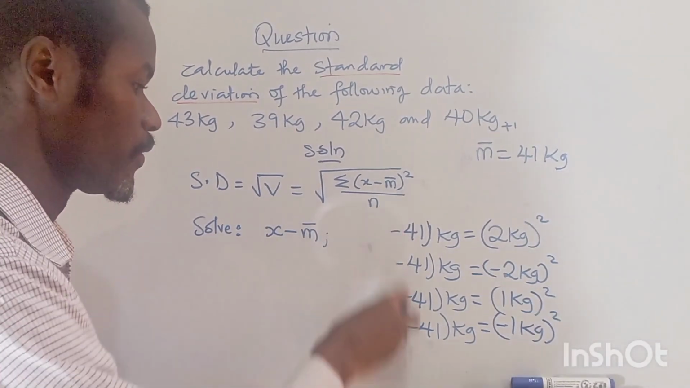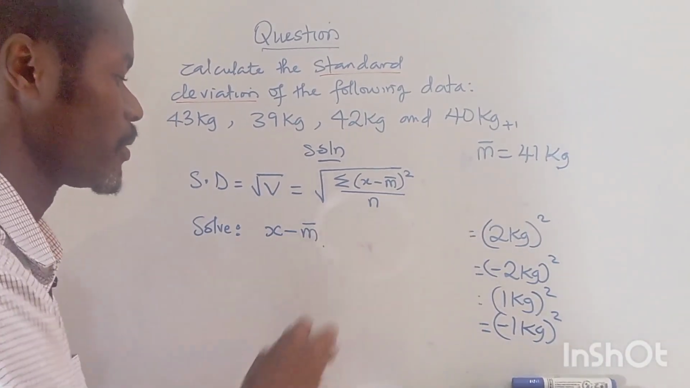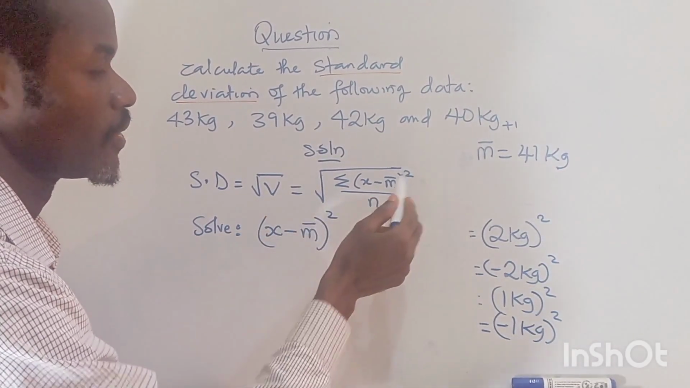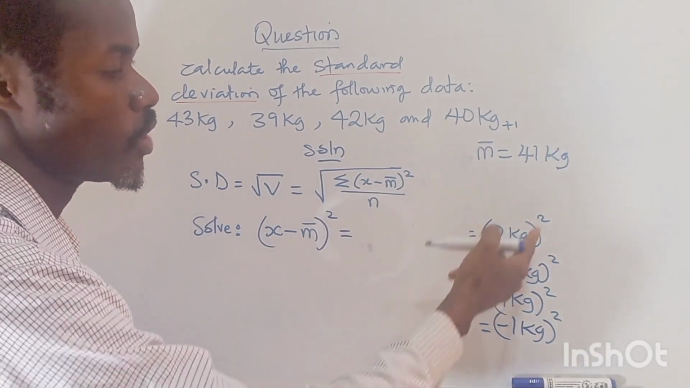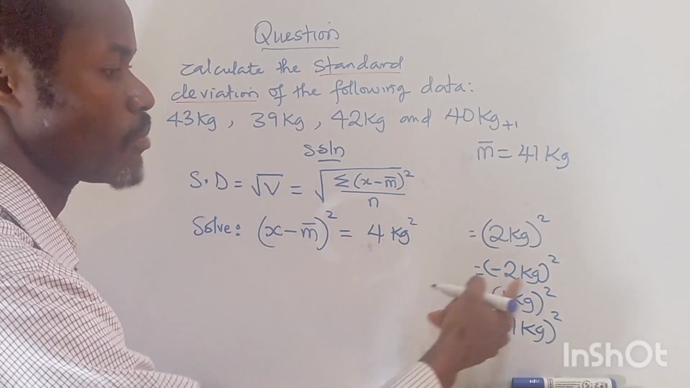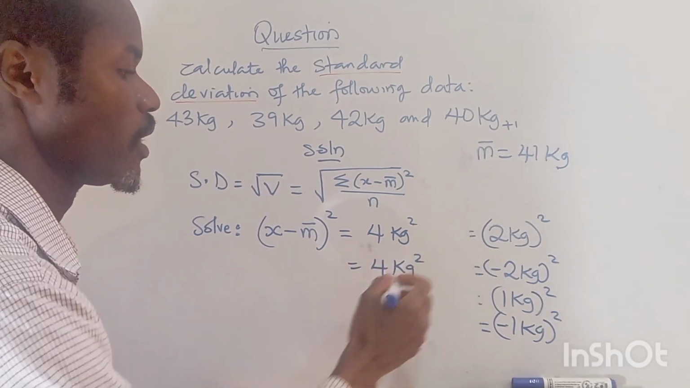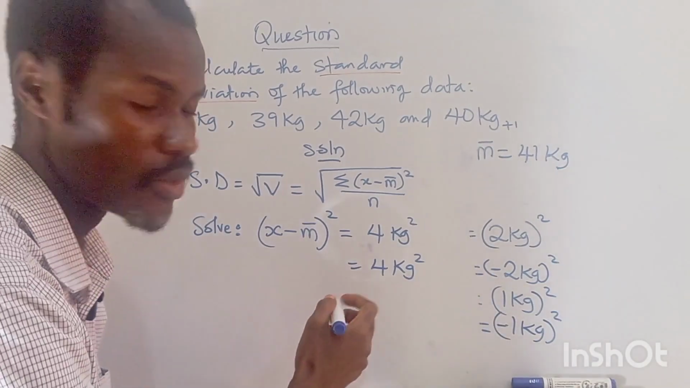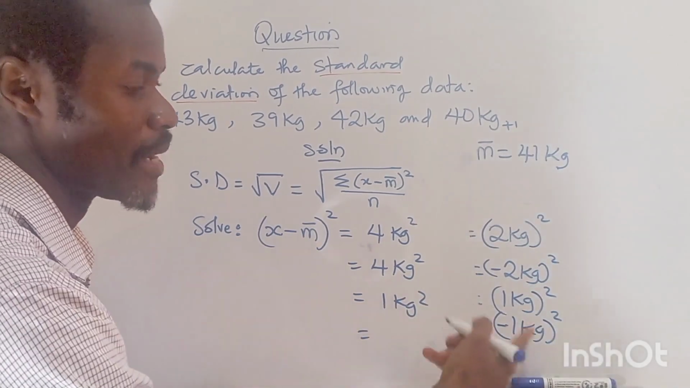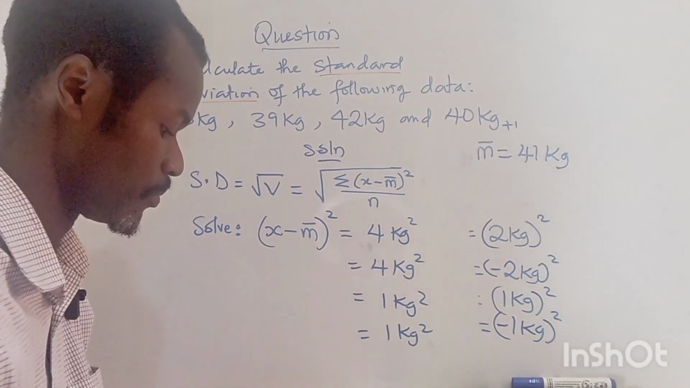So squaring each of them, remember, we are solving for this squared. The first one, 2 kg squared, is going to give us 4 kg squared. Minus 2 kg squared is also going to give us 4 kg squared. 1 kg squared is also going to give us 1 kg squared. And minus 1 kg squared is also going to give us 1 kg squared.